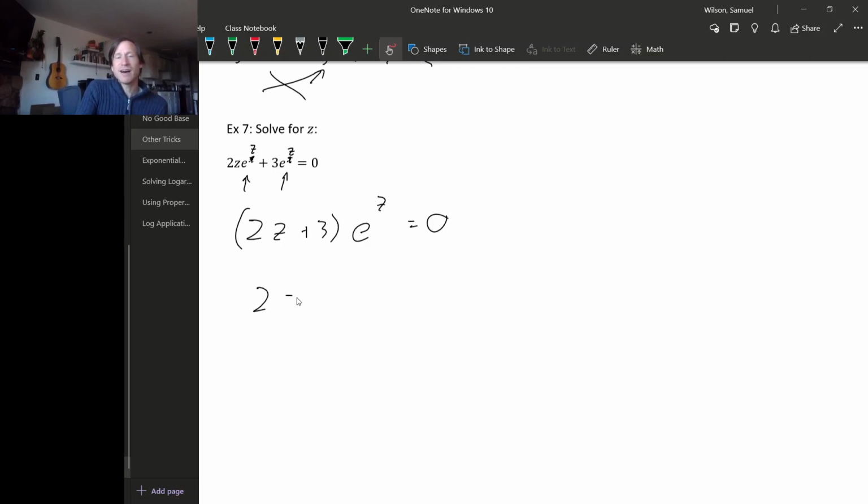And this means that either 2z + 3 equals 0 or e to the z equals 0. But e to the z can never be 0, right? E raised to a power will always be positive, so it can never be 0, so this has no solutions. And then for the other possibility, 2z + 3 equals 0, we can just solve this the usual way. z is going to be minus 3/2. All right. So, just because there are exponentials around, don't forget all your other algebra tricks, like factoring things out.